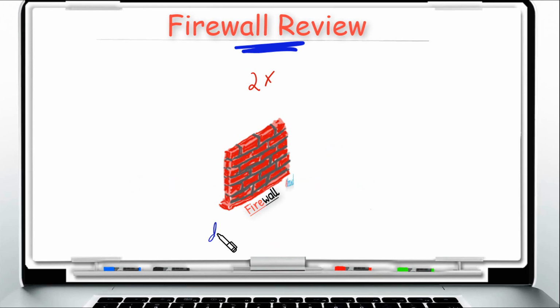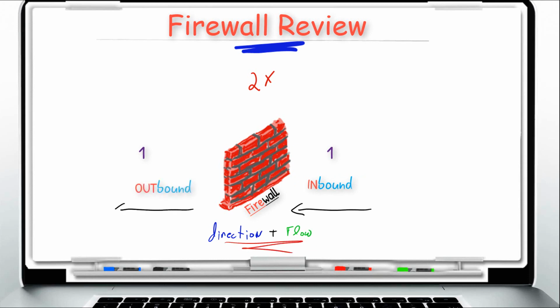So let me repeat that. The inbound and outbound inspection is always done in relation to the direction and flow of the packet.